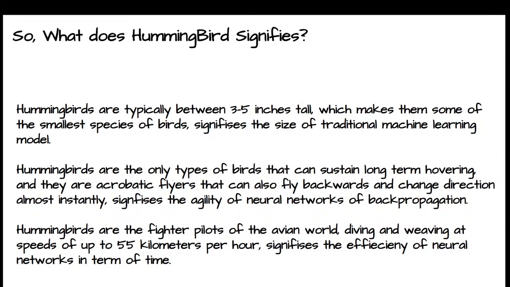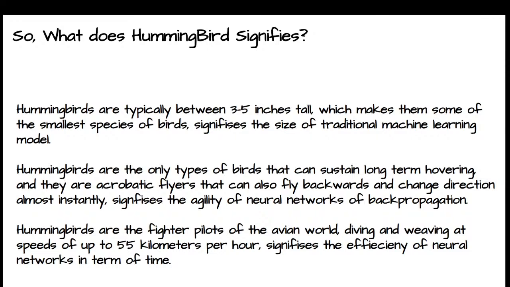Hummingbirds are typically sized between 3 to 5 inches. They are not so big. They are one of the smallest kinds of birds present in our world. So what can we signify from the hummingbird? The significance of the size in the library is because of the size of our traditional machine learning models. The traditional machine learning models, like linear regression, logistic regression, random forest and all, are sized too small if we compare them with neural networks. So that's why they named it like this.